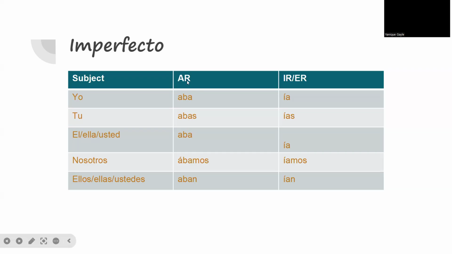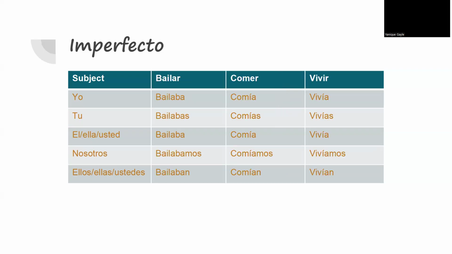Okay, so for the endings in the imperfect tense, for AR, we're going to have yo, and then we add aba, abas, aba, ábamos, aban. There's an accent on this A, of course. Then for the IR and the ER verbs, we put ía, ías, ía, íamos, ían. So these are the endings for all the groups in Spanish, the AR and the ER and the IR verbs, okay? So now let's see them in action.